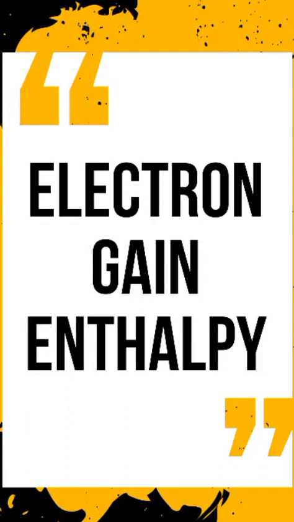The first property today is electron gain enthalpy. Whenever a neutral atom accepts an electron and forms a negatively charged species, some energy changes are involved, and this energy change is called the electron gain enthalpy. Depending upon the element, the process can either be exothermic or endothermic.